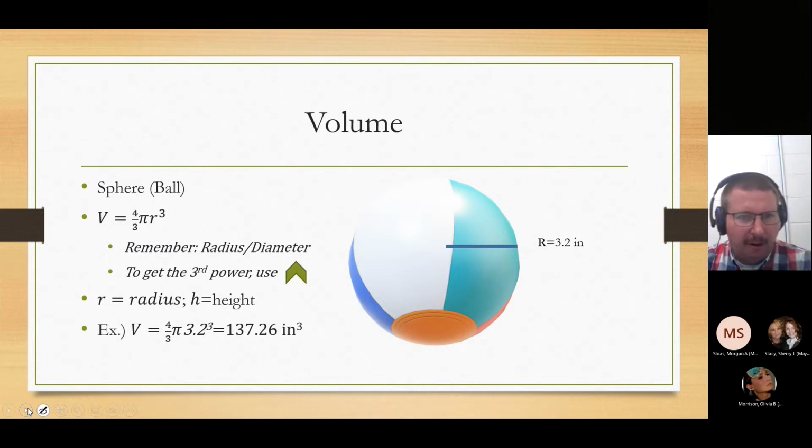4/3 pi r to the 3rd power. Now, this is one we've not dealt with. We've always used the 2nd power. So, here's what I want you to do for me in your calculator. Go ahead and type in 4/3 like we've been doing with the ND button. Hit your pi button. Your radius is 3.2.